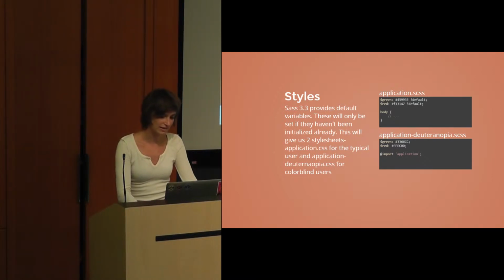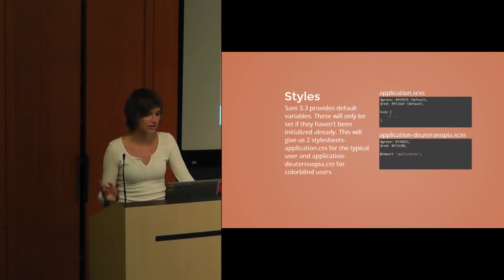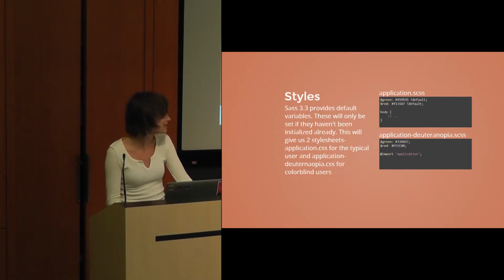And then in my application Deuteranopia, I set red and green to be blue and yellow instead of actually red and green. And then I import the existing application in there. So basically we can continue doing all of our development in the application SCSS and not really worry about the colorblind style sheet, because it'll just be generated by application Deuteranopia automatically.